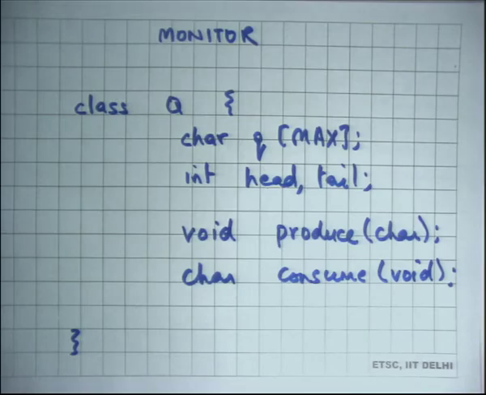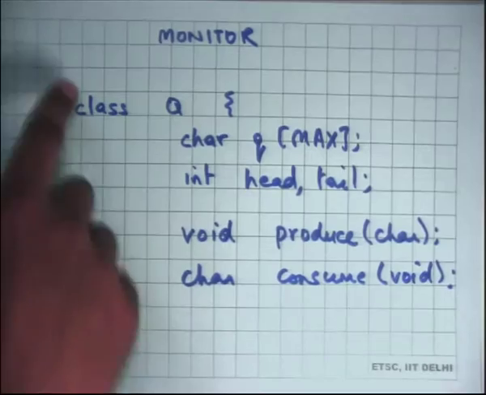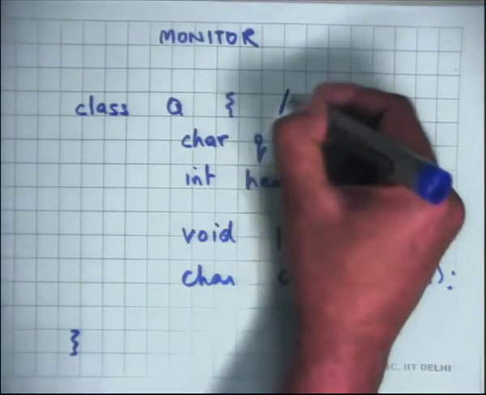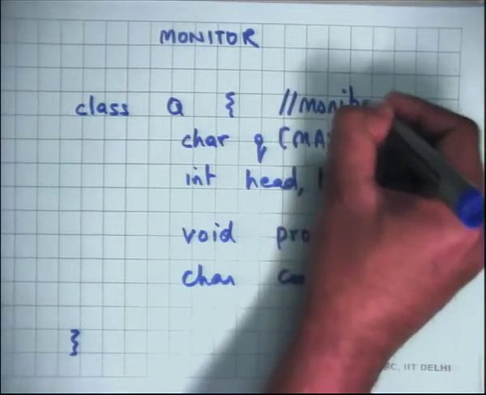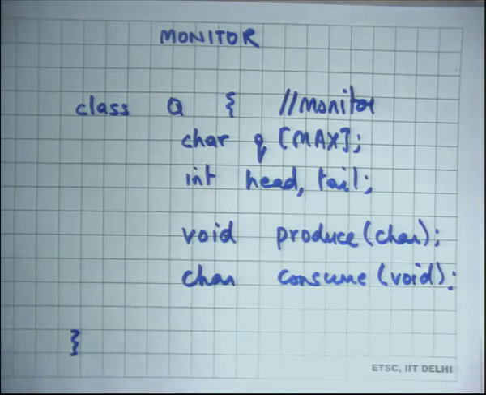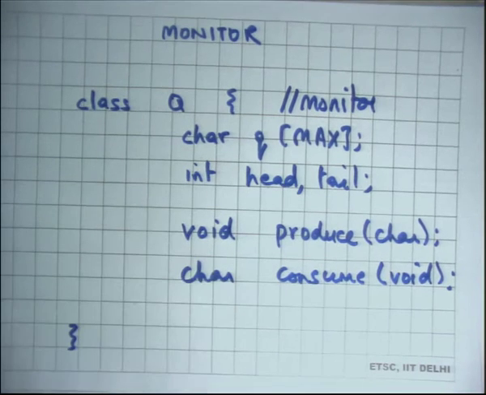So, if there is some thread which is executing produce, no other thread will be able to execute either produce or consume. So, only one thread could be inside the monitor at any time. So, this class is also called a monitor. A class of this type is also called a monitor, and the idea is that only one thread will be inside the monitor at any time. So, it is a language that provides you a construct to define mutual exclusion.